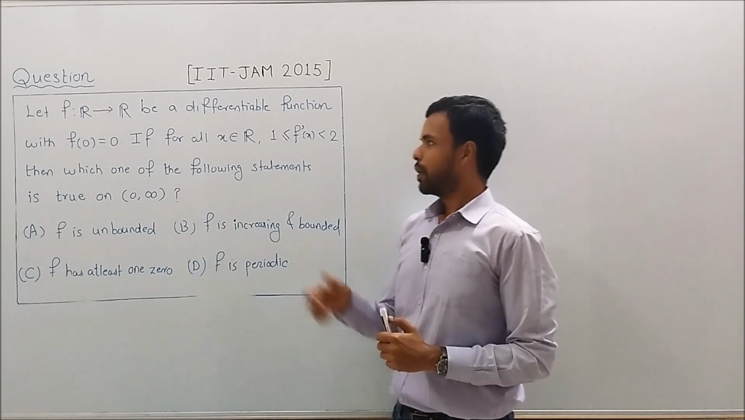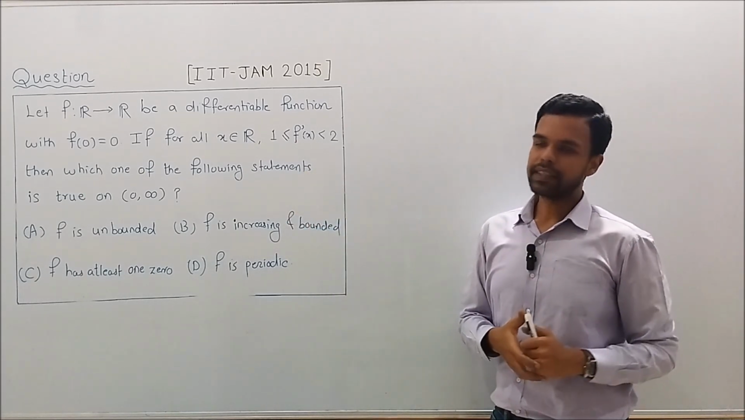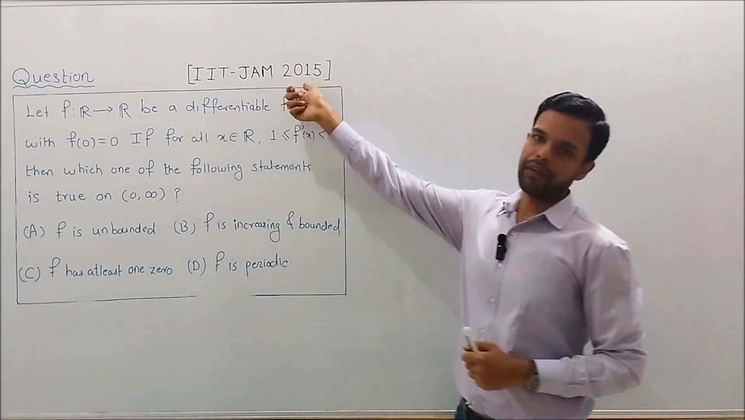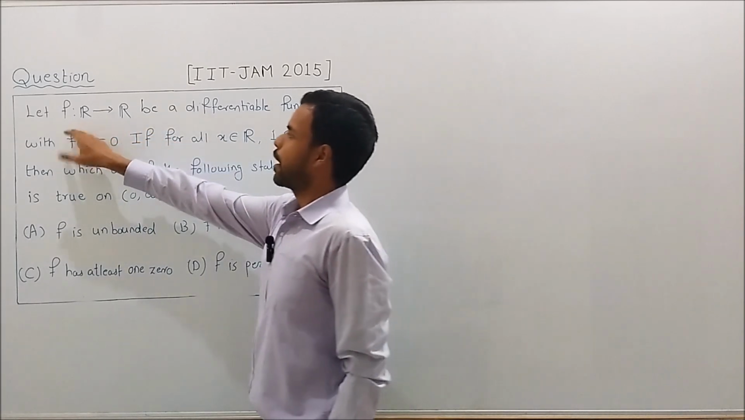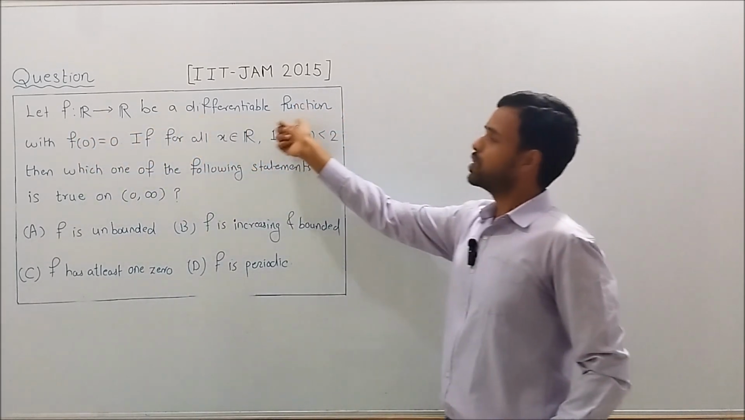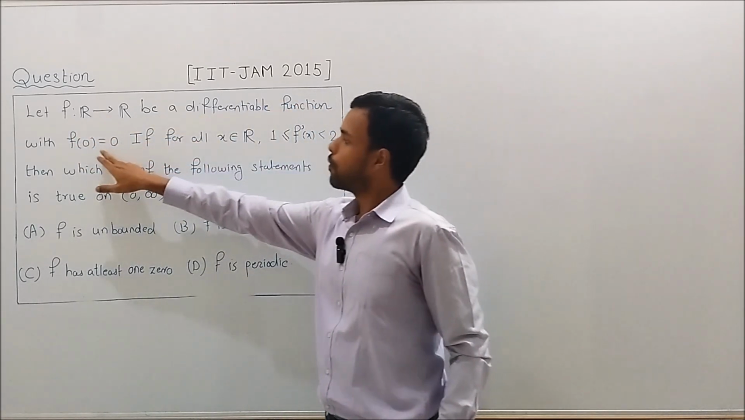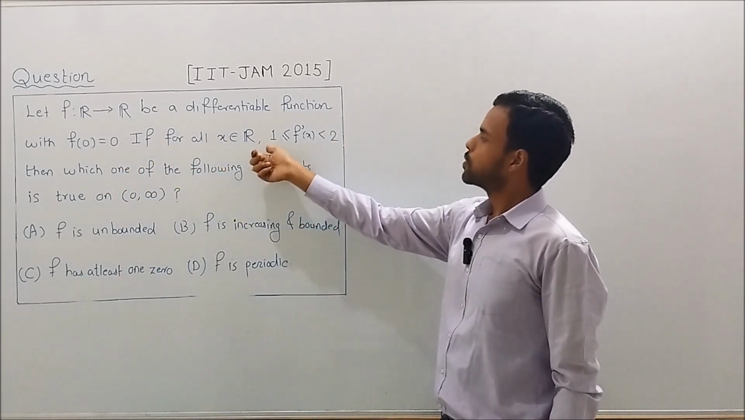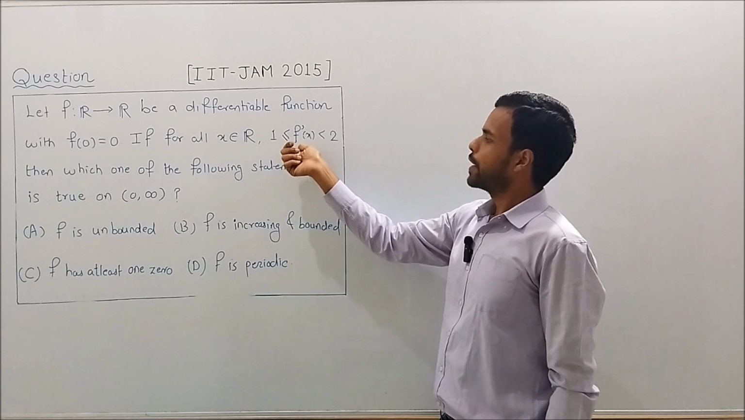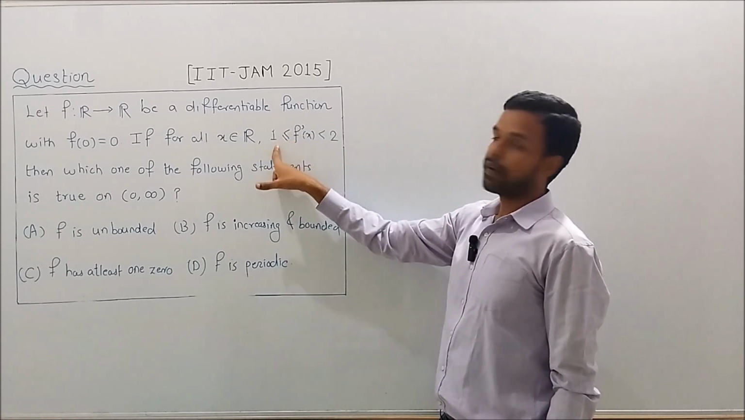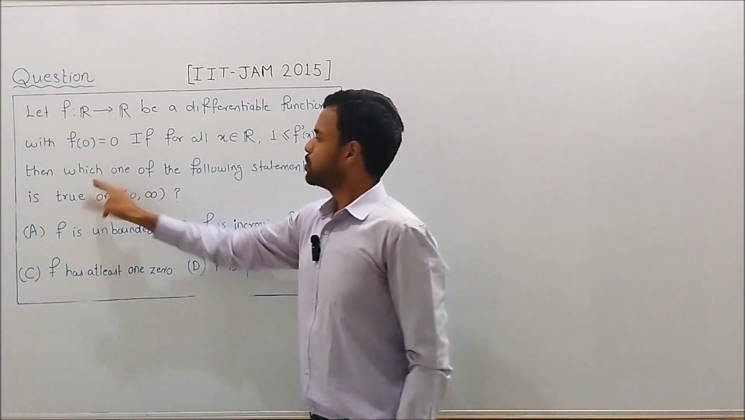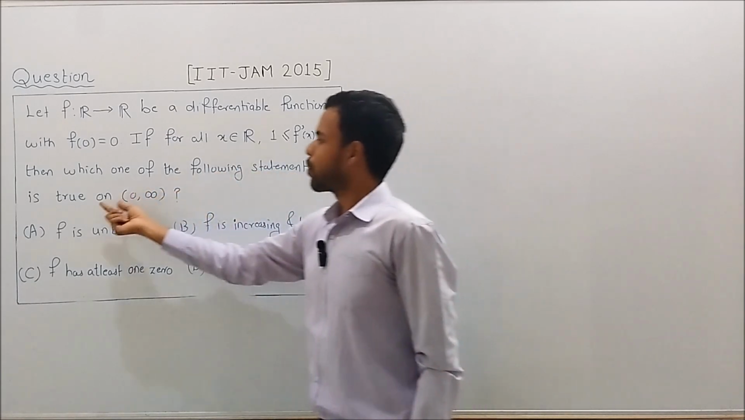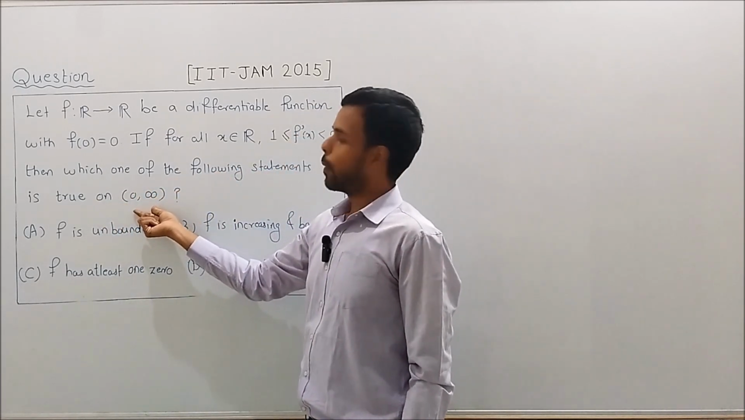In today's video, we will solve a question on real analysis from the IIT JAM 2015 exam. The question is: let f from R to R be a differentiable function with f of 0 equals 0. If for all x belongs to R, the value of f dash of x lies between 1 and 2, where 1 is included, then which one of the following statements is true on the open interval 0, infinity?